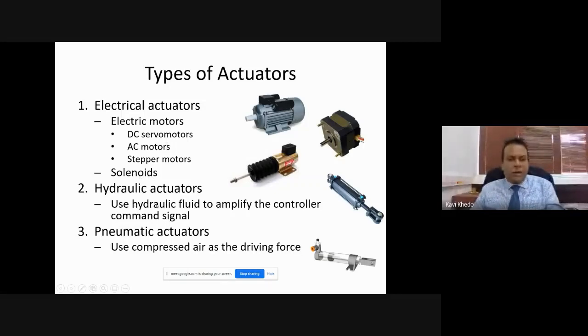The second type of actuators is hydraulic. As one of your friends mentioned, it uses hydraulic fluid. It can be water or a particular oil or whatever, to amplify the controller command signal. Whatever signal it has got, it amplifies it, expanding or contracting in order to cause a movement. And pneumatic actuators use compressed air, because compressed air generates force as the driving force to move something. This we also use a lot.